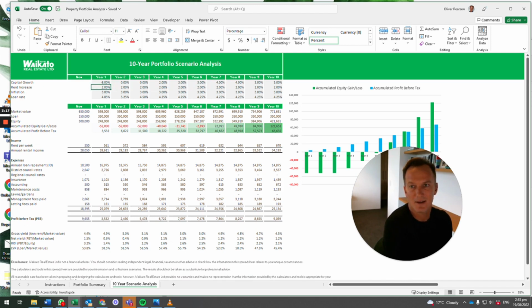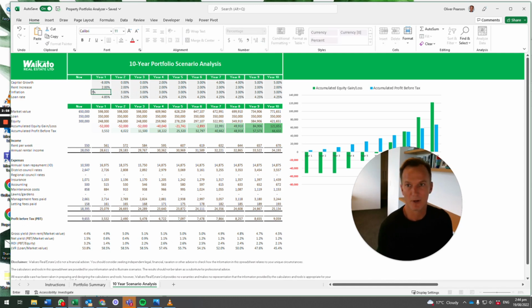Rent increases, I've stuck a 2% rent increase in each year. So for a $500 a week property, that's $10 a week increase, more or less. So that seems pretty reasonable. You could, of course, argue for higher or lower.